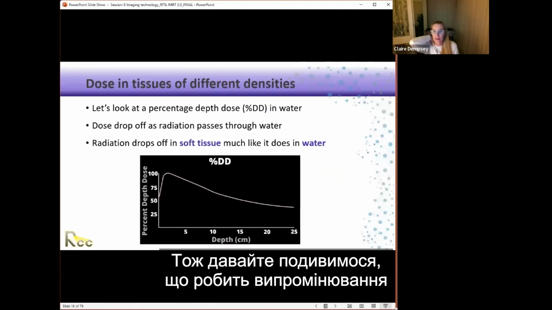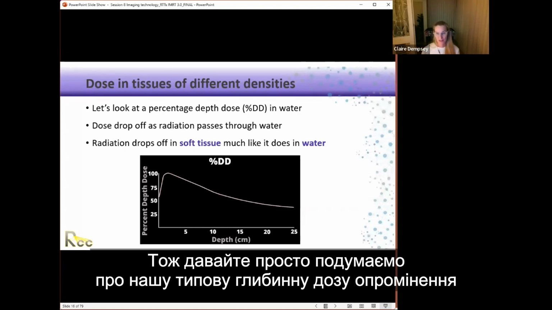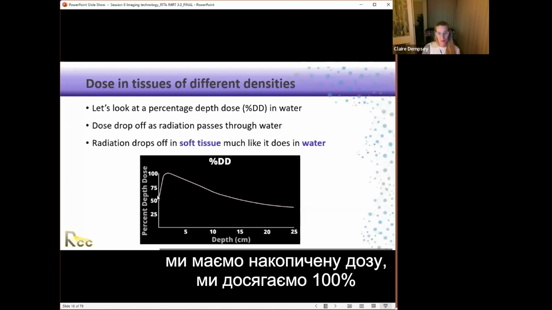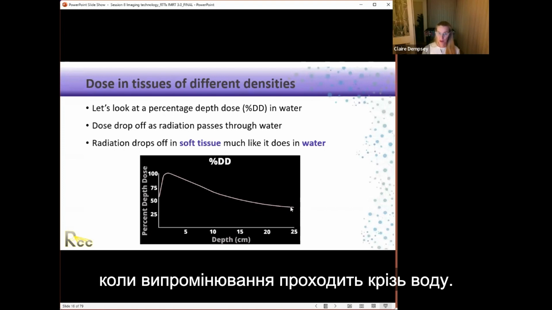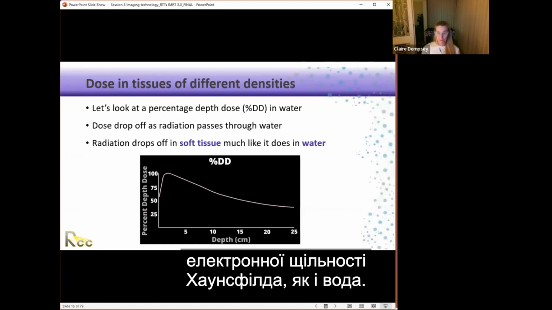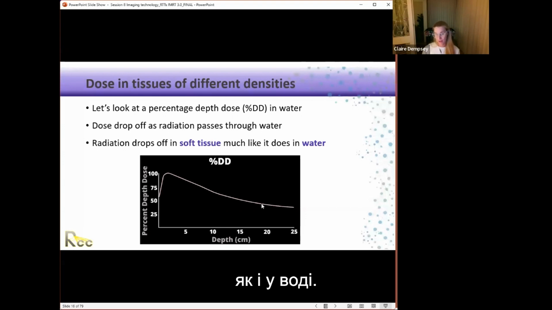So let's have a look at what radiation does in tissues of different densities. Let's just think about our typical percentage depth dose in water. Say for a 6 MV beam, we have our build-up dose, we get to 100% at around 1.5 centimeters, and then we have this dose drop-off as the radiation passes through the water. And like we've seen, soft tissue has a Hounsfield unit electron density much like water, so the radiation drops off in soft tissue much like it does in water.